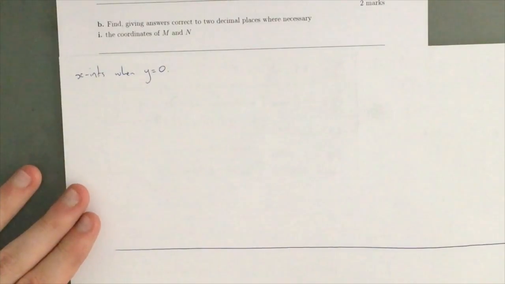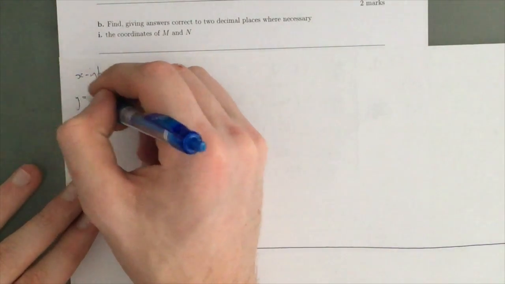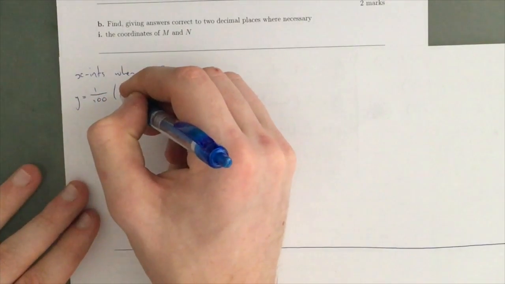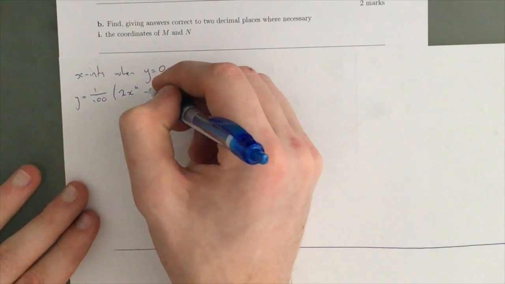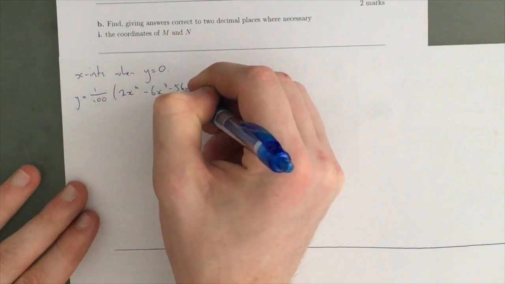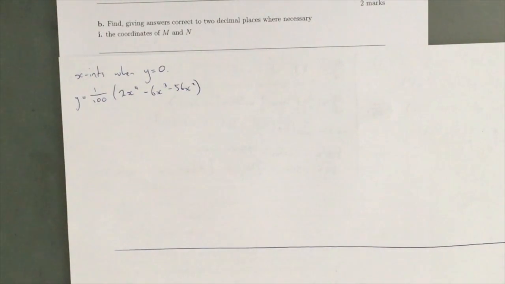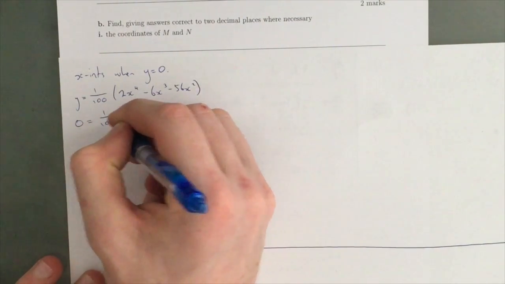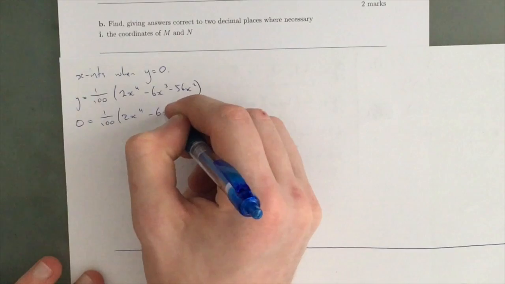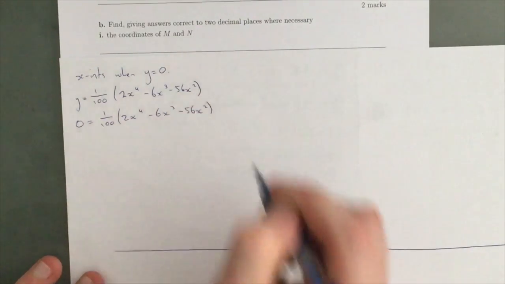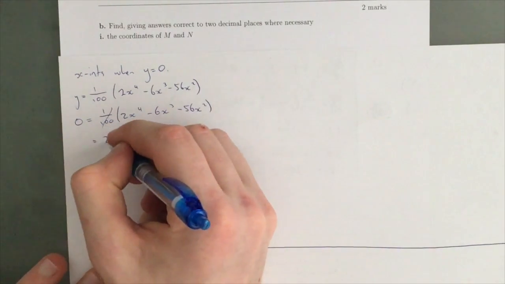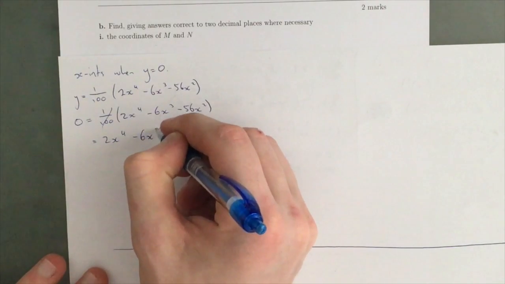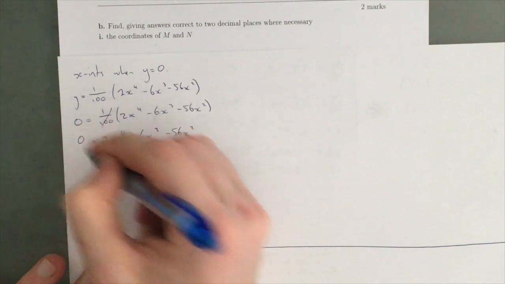And what's our original equation now? So we've got y equals 1 over 100, ax to the power of 4, where a is 2, so 2x to the power of 4, minus 6x cubed, take 56x squared. So that's all good. And all we've got to do is make y equals 0, and then solve for x. So we've got 0 equals 1 over 100, 2x to the power of 4, take 6x cubed, take 56x squared. Awesome. Dividing both sides by 1 over 100, we cancel that out. So that becomes 2x to the power of 4, take 6x cubed, take 56x squared.